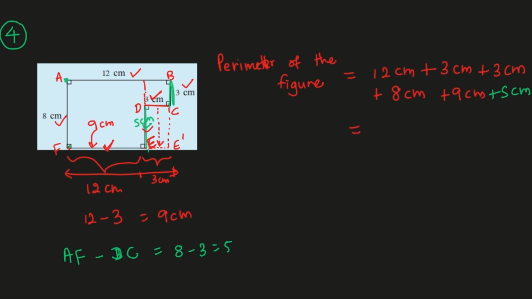So now what do we have to do? We have to just calculate. 12 plus 8, it's 20. 20 plus 9, 29. 29 plus 5, it's 34. 34 plus 3, it's 37. 37 plus 3, it's 40. So the total perimeter will be 40 centimeters.